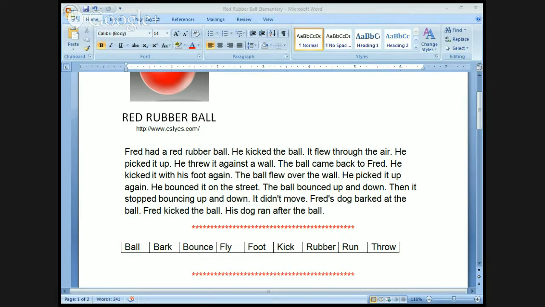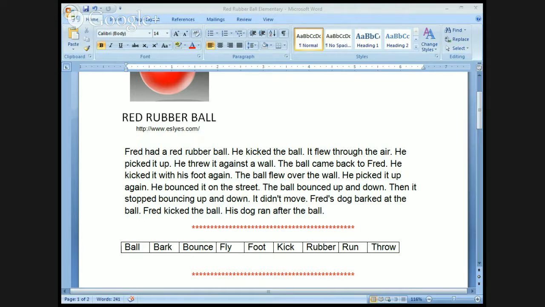The purpose of this activity is to get you familiar with short sentences, short phrases that you're able to hold within your mind and repeat. The sentences are short and they're repetitive. You get a good sense of what this topic is about. If we look at the image above, we'll see that it is a red ball, and it is a red rubber ball. In this area here: ball, bark, bounce, fly, foot, kick, rubber, run, and throw.